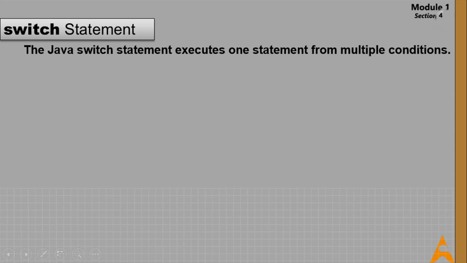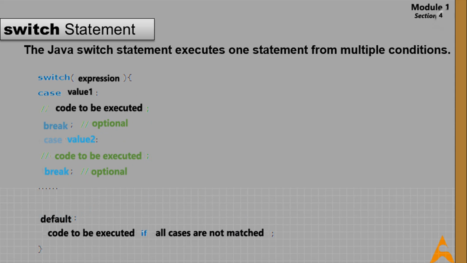Now let's begin with multiple option statements in Java. In Java programs you can create multiple options for the users. We can do it with the switch statement. The Java switch statement executes one statement from multiple conditions. In a switch statement only one condition is executed at once. It checks the condition in switch and executes only the code that matches its condition.